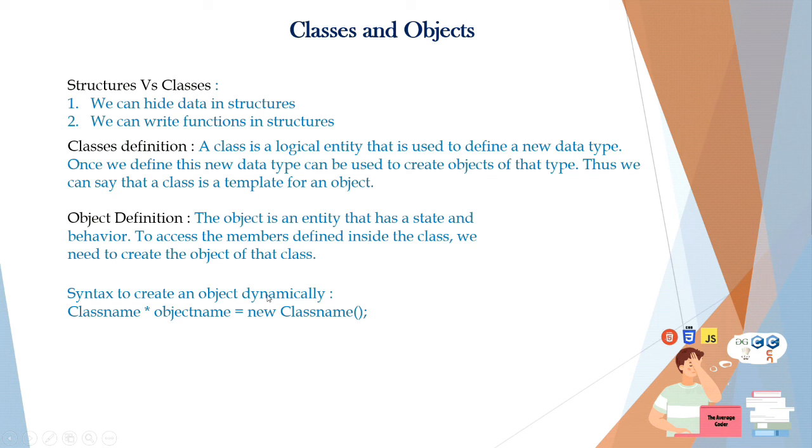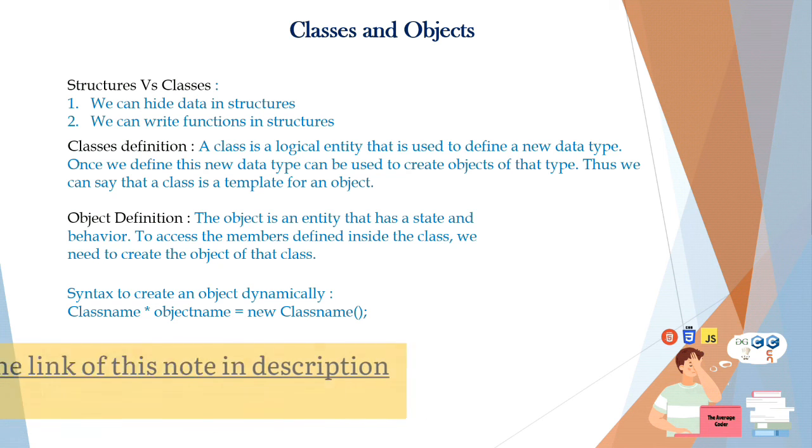When we create an object dynamically, it is absolutely the same as creating a variable dynamically with a normal data type. Normally we write int a to initialize a variable a of int data type, but to initialize it dynamically, we write int *a. The same thing is written here: first we write the class name, then a star, then the object name, and new class name. Thus we can create an object dynamically.